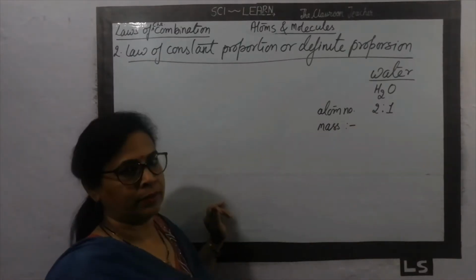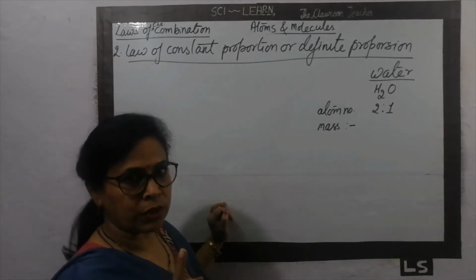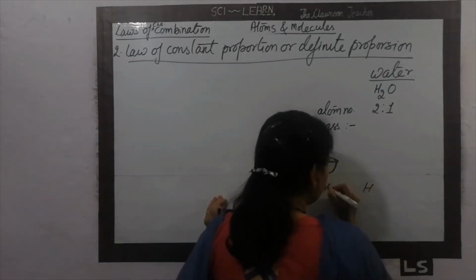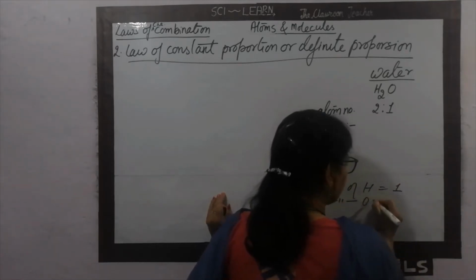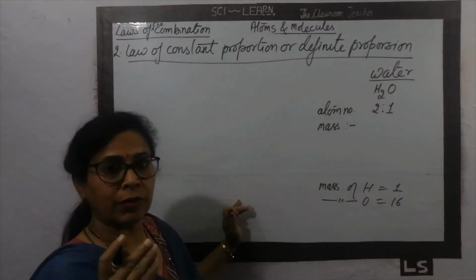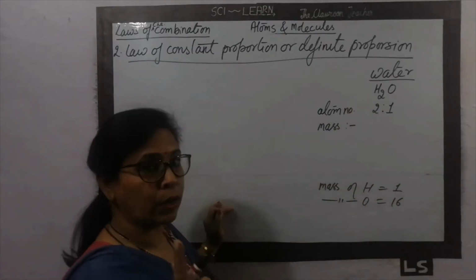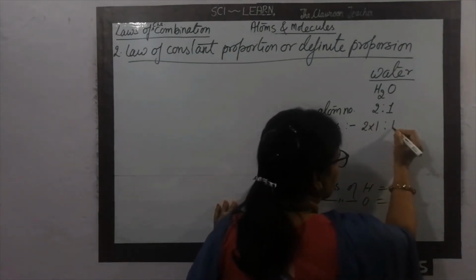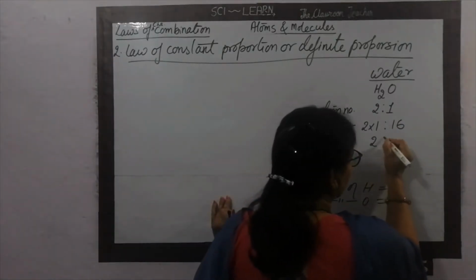The mass of hydrogen is 1 and the mass of oxygen, as you know very well, is 16. I am going to write here: mass of hydrogen is 1 and mass of oxygen is 16. We have to find the ratio of mass. For proportion, we must take the ratio. Here, the hydrogen mass number is 1, but there are 2 hydrogen atoms, so we multiply by 2. And oxygen is only 1, so we simply put the mass of oxygen here. 2 into 1 is 2, ratio 16.